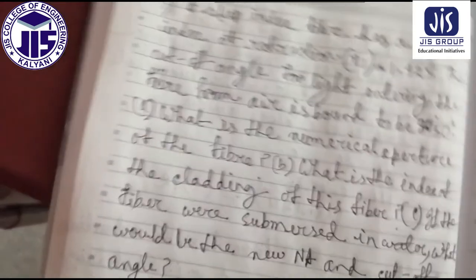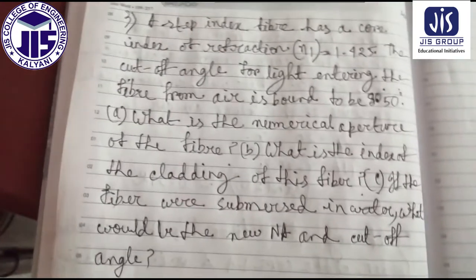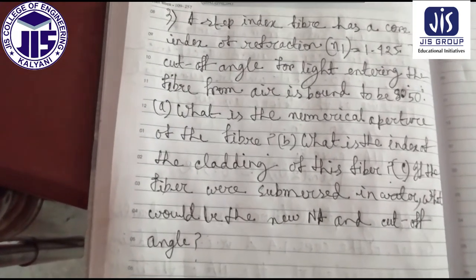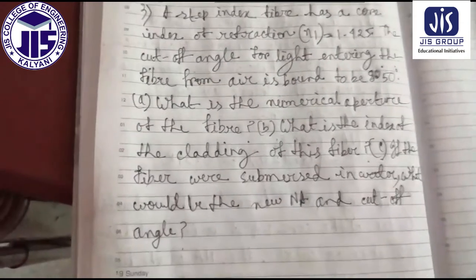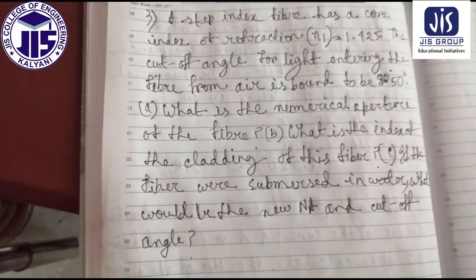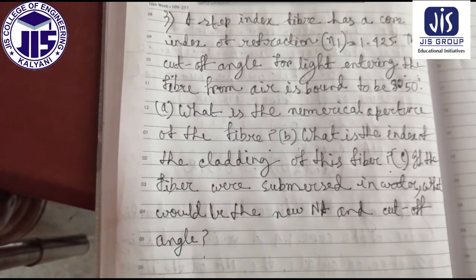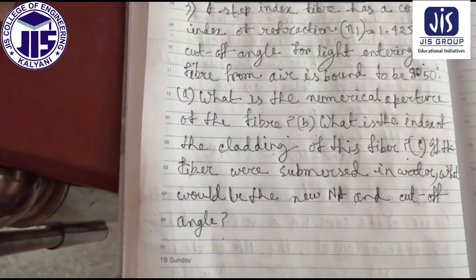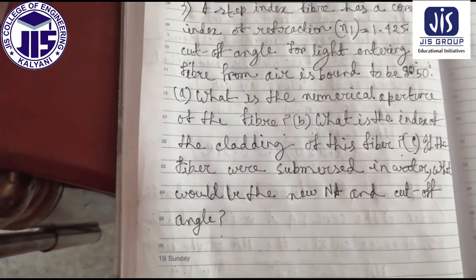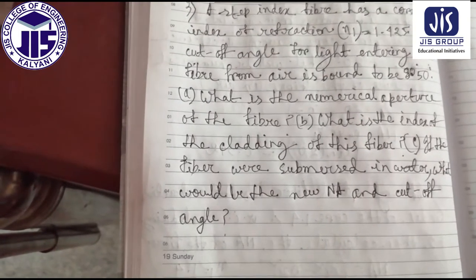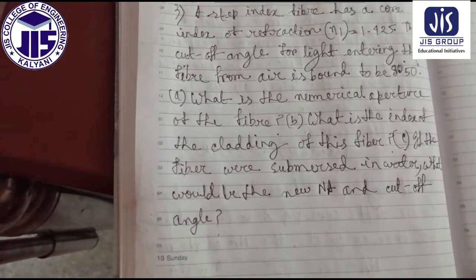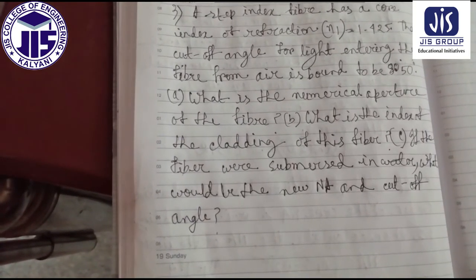First go through it. A step index fiber has a core index of refraction N1. The cutoff angle for light entering the fiber from the air is bound to be 8.50 degree. What is the numerical aperture of the fiber? What is the index of the cladding of the fiber? If the fiber were submerged in water, what would be the new numerical aperture and cutoff angle?